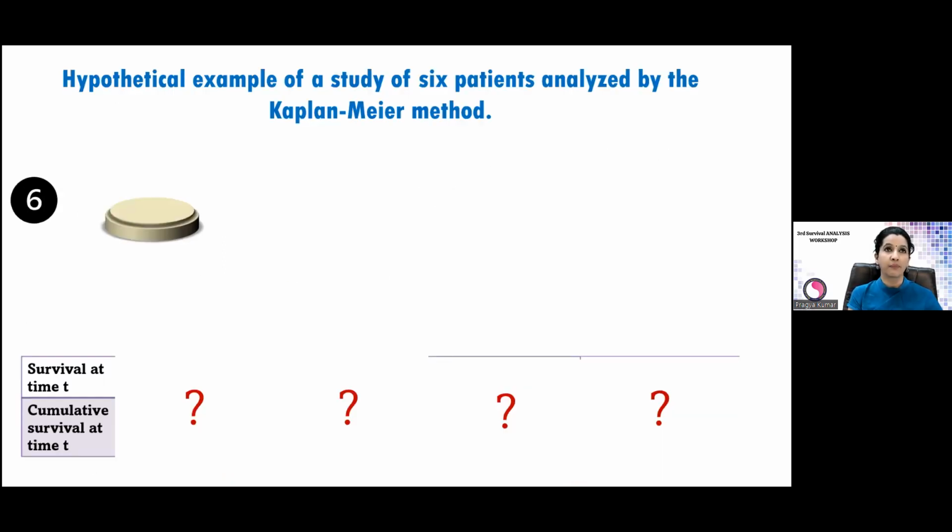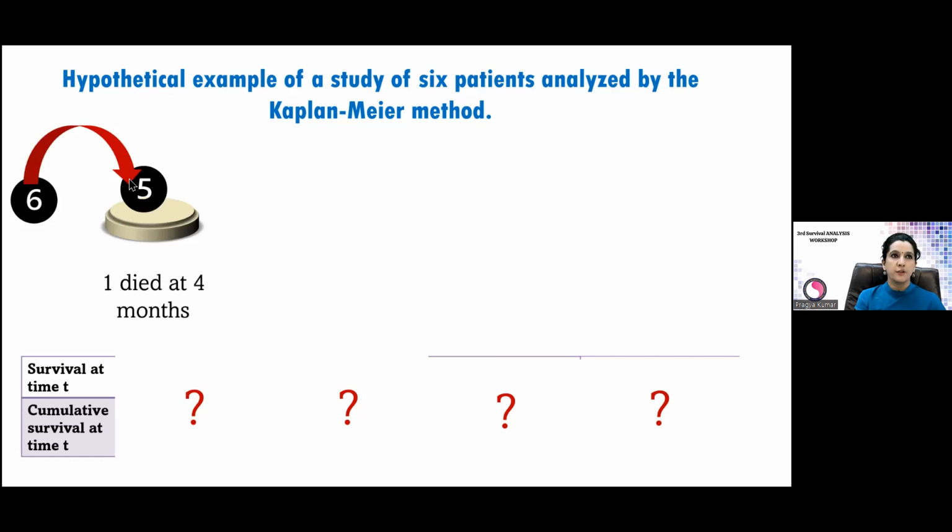This is again one hypothetical example of 6 patients analyzed by the Kaplan-Meier method. So suppose you start with these 6 patients initially in the beginning. So you followed the patients, and at 4 months, 1 patient died. So what will be the survival probability? 1 patient died, so how many remained? 5 remained. So my survival probability will be 5 by 6. So it will be 0.833.